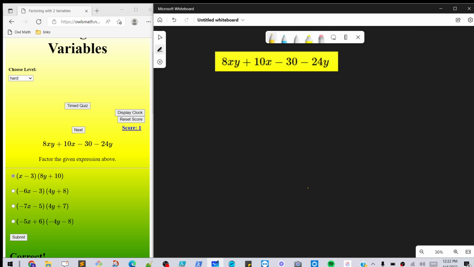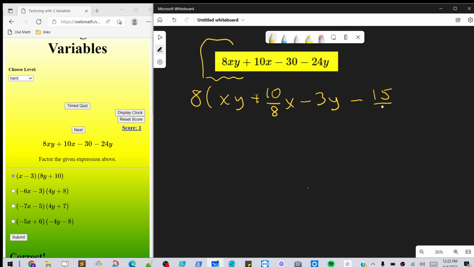Okay, so now for method number 2, what I want to do is divide through by 8 in order to remove the 8 on the lead term. So if I do that, we'll factor out an 8. We're going to have xy plus 10 over 8, which is going to be 5 over 4. And then minus 24 over 8, which is minus 3. And then the last term is going to be 30 over 8, which is 15 over 4.